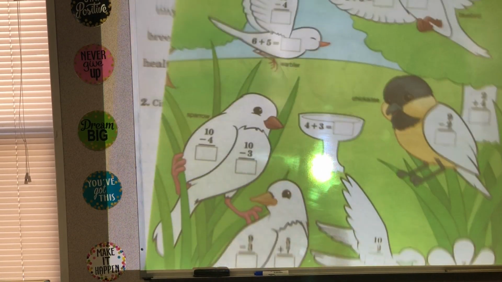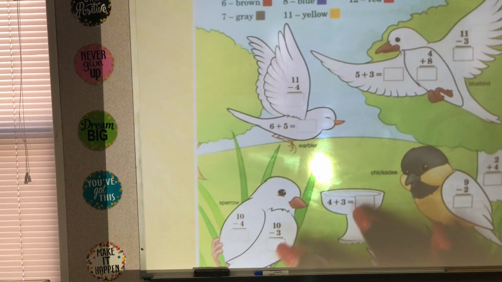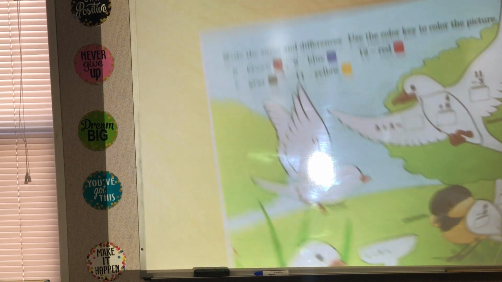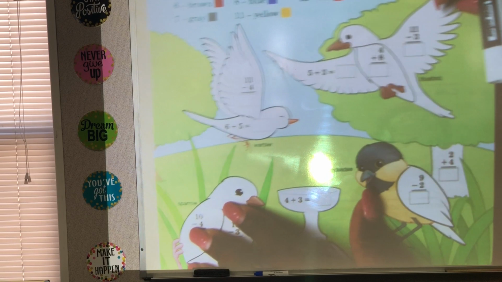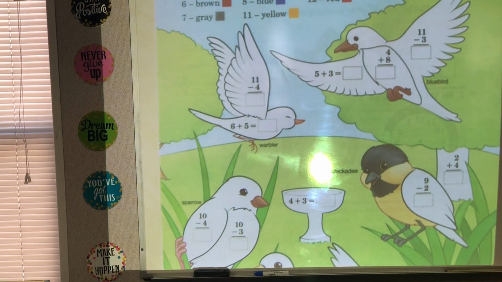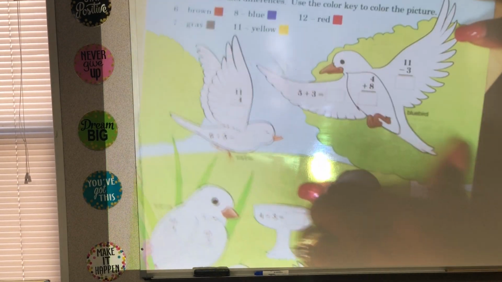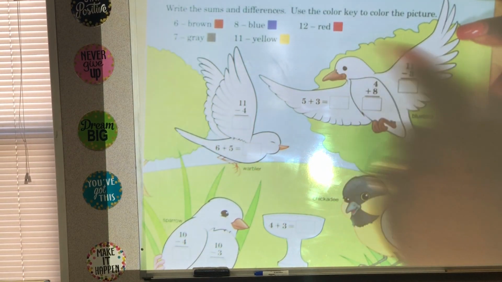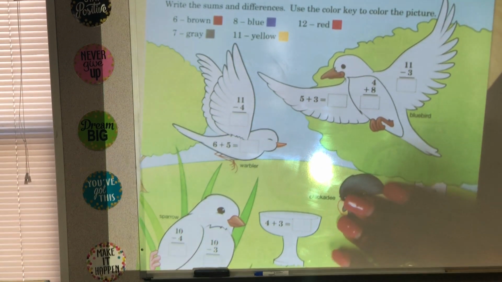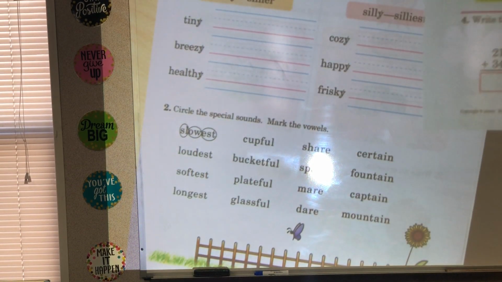Let's take a look at the back side. The back side says write the sums. The direction says write the sums and differences. Use the color key to color the picture. So basically, you're going to solve the problems. Use the color key to color the picture. Easy peasy. All right, let's take a look at our next paper.